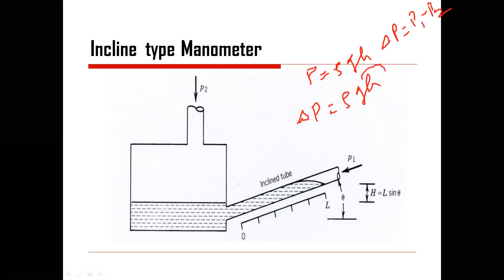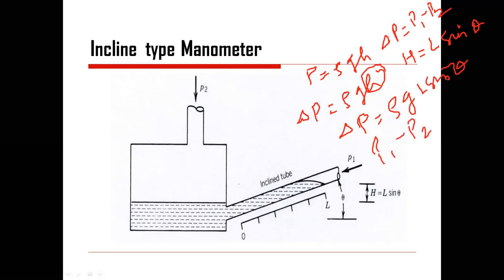Now what is H? H is represented in this case as a capital H, but H is equal to L sine theta. If I replace that H by L sine theta, I am going to get P equal to rho G times L sine theta. So my P1 minus P2 is equal to rho G L sine theta. So this is the expression.